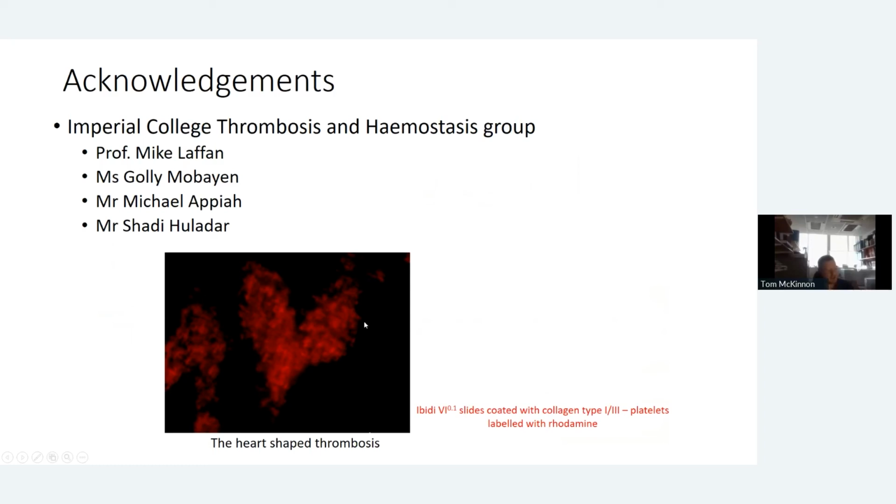And I just want to leave you with this picture. I think in a time where the world seems to be going absolutely crazy, a number of weeks ago, we normally label our platelets green, but for the first time we labeled them red. And what we saw was this heart-shaped thrombus. So I would just like to leave you with that image. And thank you very much for listening.